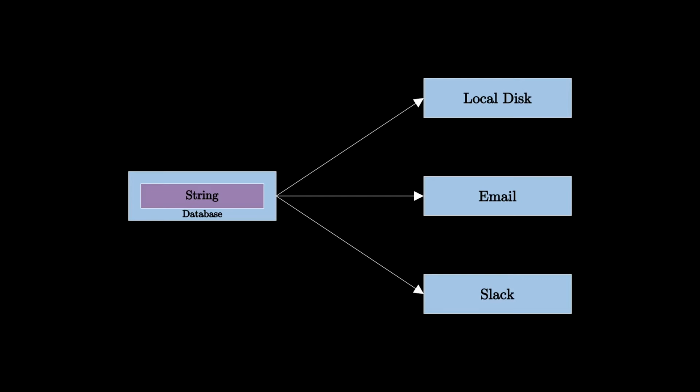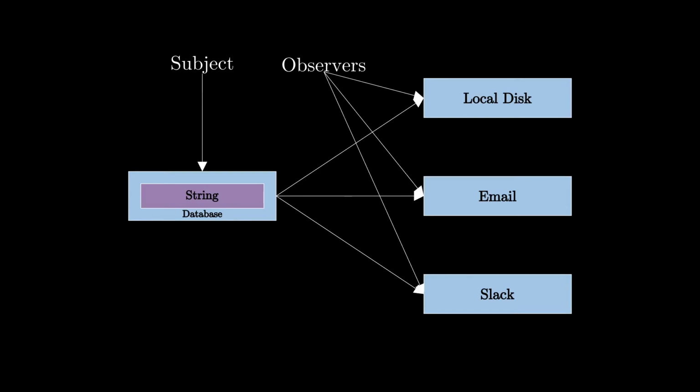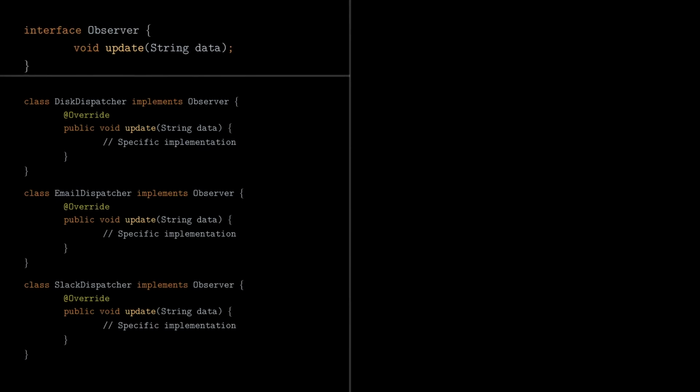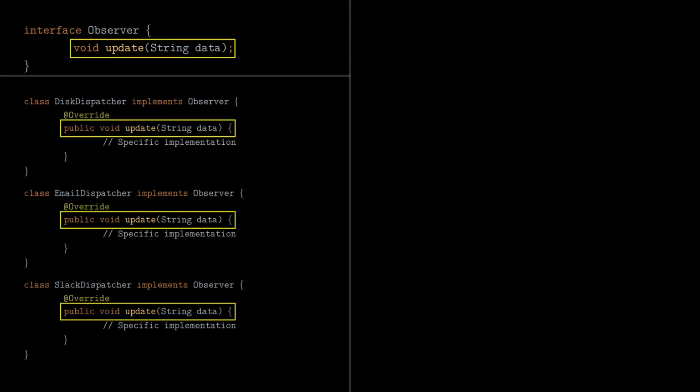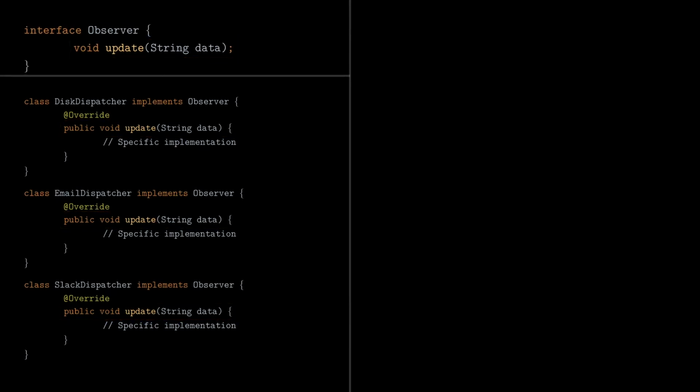The first thing we need to do is to define the abstractions we need for the observer pattern, which are just two of them, the observer and the subject. For the observer, we can just create an interface with an update method that takes a string as a parameter, because that's the actual update that we're interested in.